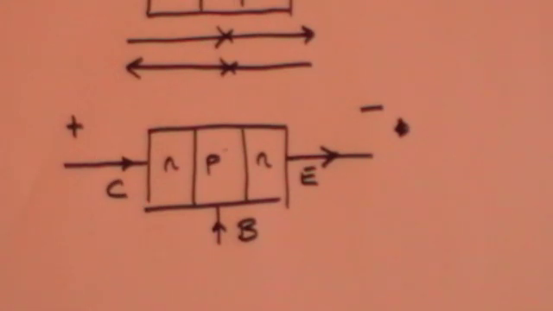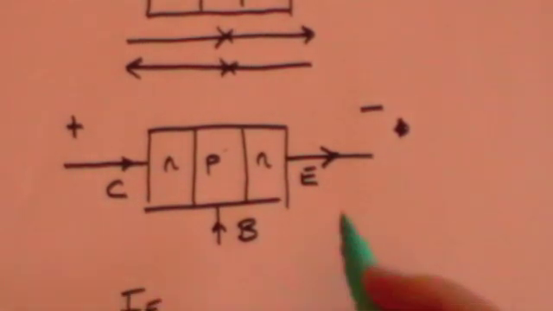And the conventional current flows from the collector to the emitter, provided there is a small current coming in through the base. If there is no current coming in through the base, then there will be no current travelling between the collector and the emitter. And this is particularly called an NPN type transistor.